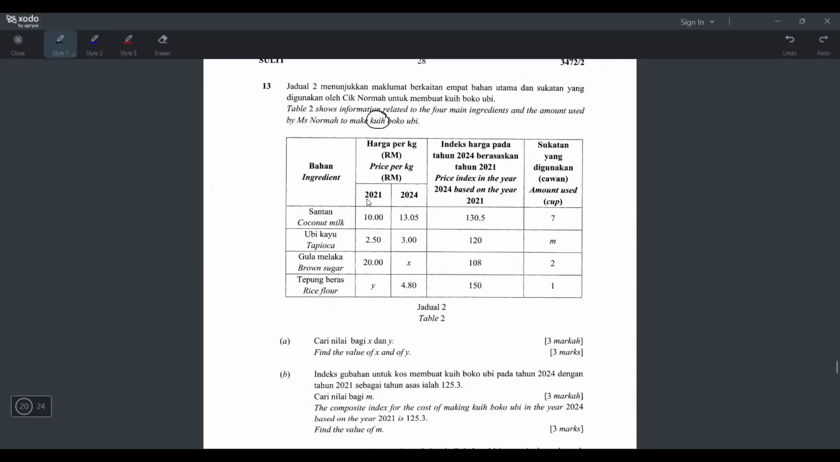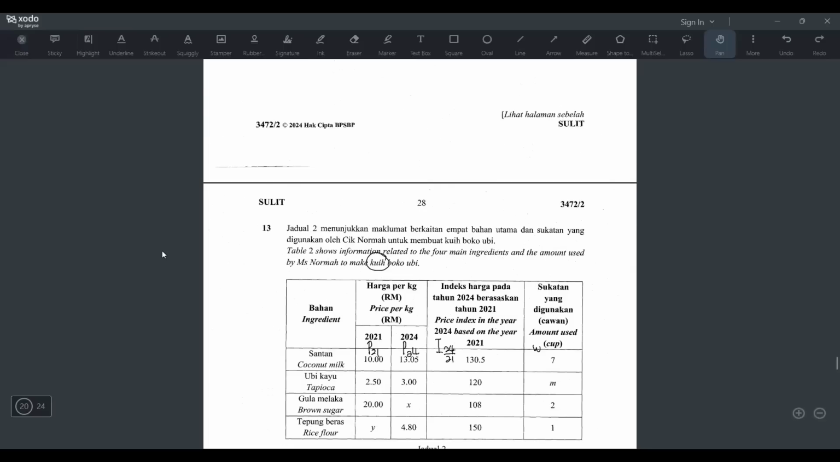So they give you the price in 2021, price in 2024. So this is the price, so 21. And the symbol I will use to label this is P2021. So these are all price, P21. And this one is all P24, price for 24. And then this one is price index in the year 2024 based on 2021. Okay, price index, the symbol is I. For I, you will write the year 2024 based on 21, meaning 2024 on top, 2021 at the bottom. Okay, the amount used, this one is weightage. When you see information like this and you don't know what it is, then automatically it is the weightage. Okay, let's talk about all the formulas first.